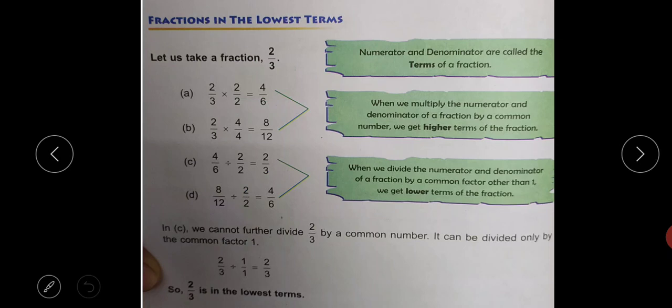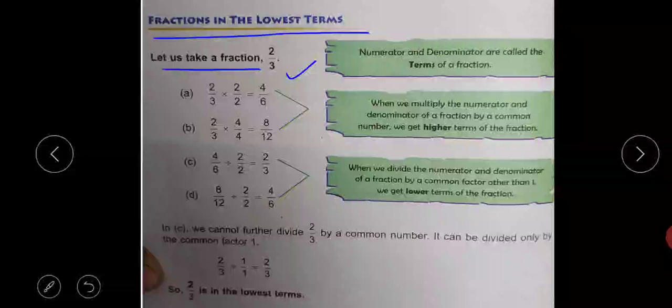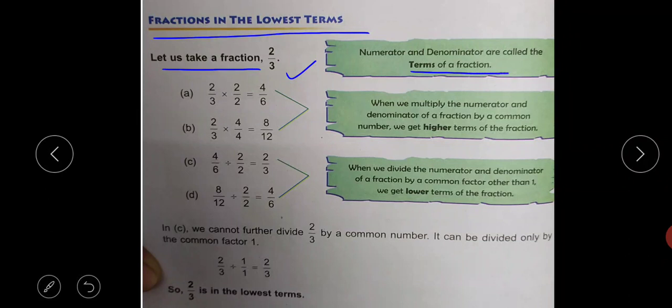Next topic is fraction in the lowest terms. We can understand this concept with the help of an example. So let us take a fraction, say 2/3. You know 2 is numerator and 3 is denominator, and numerator and denominator are called terms of fraction.